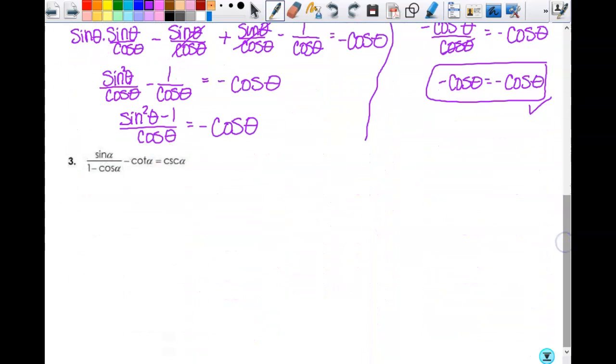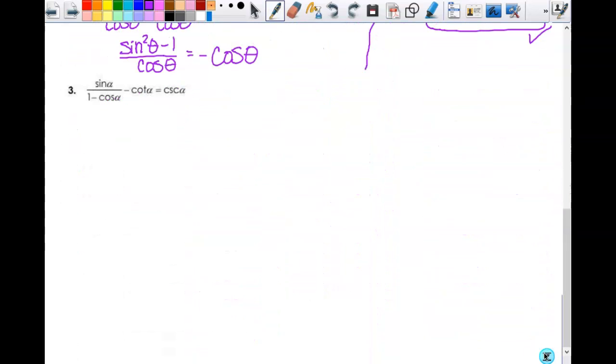All right, let's look at number 3. Sine alpha over 1 minus cosine alpha minus cotangent alpha equals cosecant alpha. Okay, and these are alphas. These are not lowercase a's. Okay, it's written like this. I cannot do it, but that's how it's done. It's like a fat Jesus fish. All right, so I think I want to work with the left-hand side.